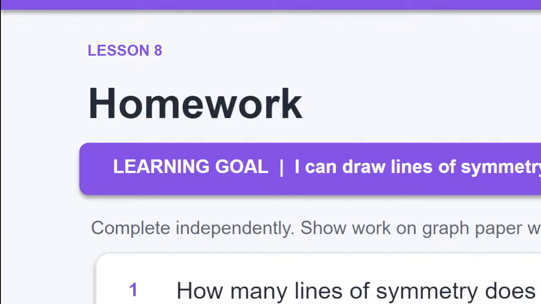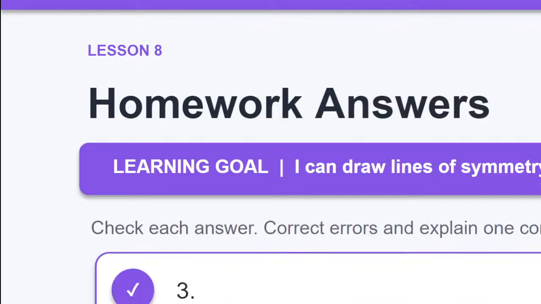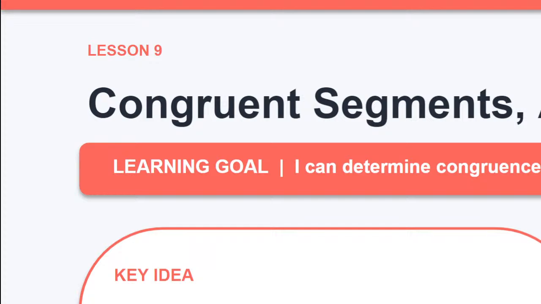The answers are on the next slide. Also, complete the experiment and show work on graph paper when needed. Number one is 3, number two is 4, number three is 6, number four is no, and number five, the two halves should match exactly when folded along the line.